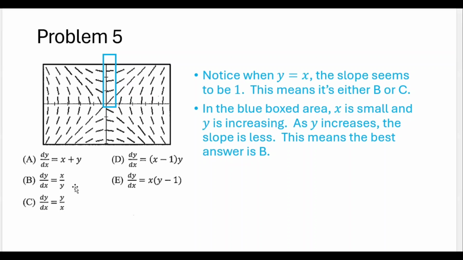As Y increases, the slope gets less and less steep. That is B, because as Y gets bigger, dy/dx gets smaller. Slope gets not as steep.